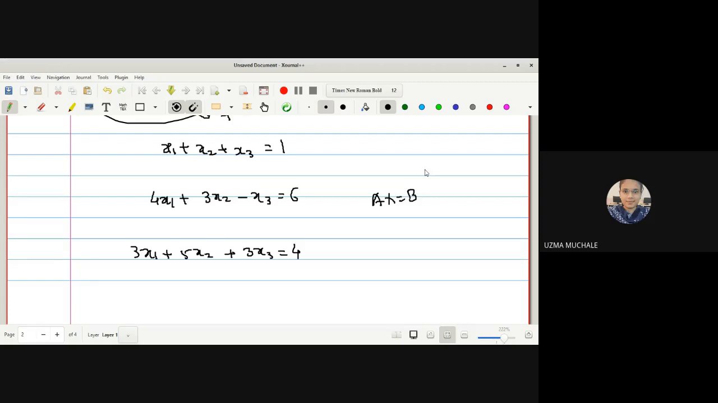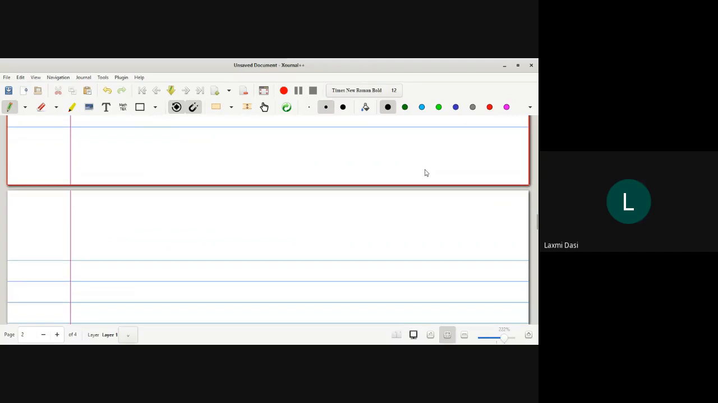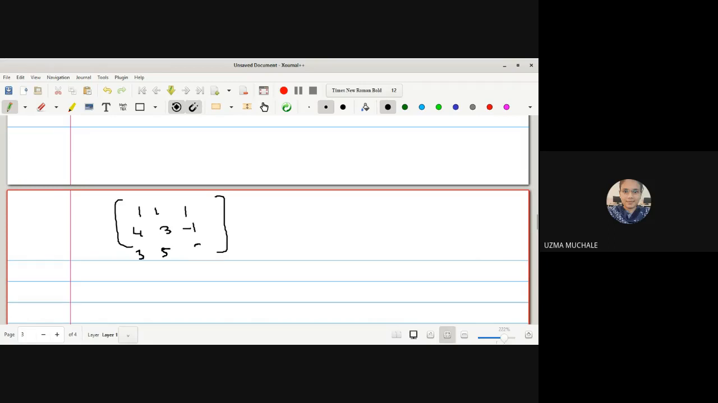Have you written the example? Okay. Now put it in the form Ax = B. You have to tell me what the entries of A are. It is 1, 1, 1. Next row is 4, 3, -1, then 3, 5, 3. Values of x are x1, x2, and x3, equal to B, which is 1, 6, and 4. So we have written the system in the form Ax = B.